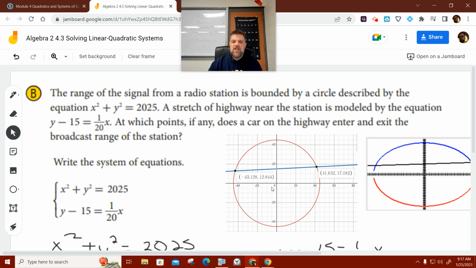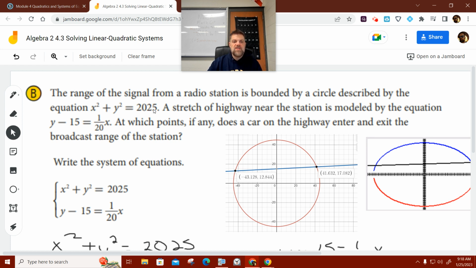There's a radio station. It's bound by a circle. So the radio station is right here at the origin. There are towers there, and the broadcast reach is this far out, the red circle. And then there's a highway that passes right through it. And they're saying, well, what highway exit would you need to be by to be within the broadcast range of this radio station? And they gave us some equations.